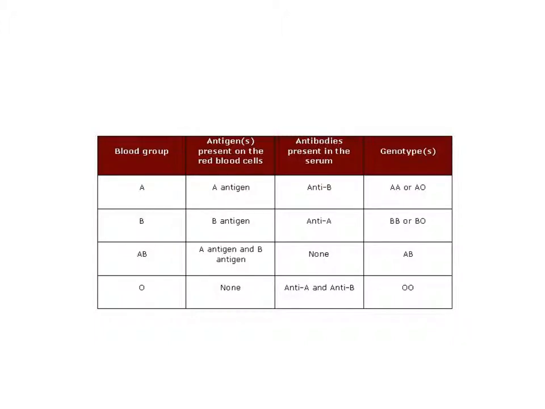Type B, you can either be two Bs or a B and an O. AB, you must have an A and a B. So there's no other way. And O means both of them are O's. Okay, and we'll explain genes and how to do the Punnett square and figure out that kind of stuff later on.